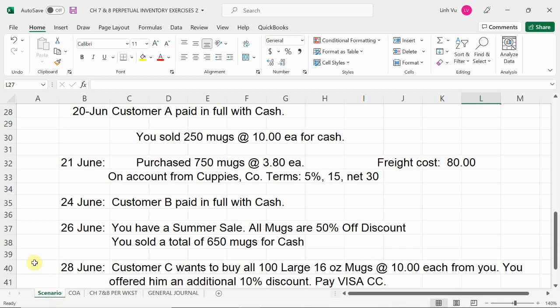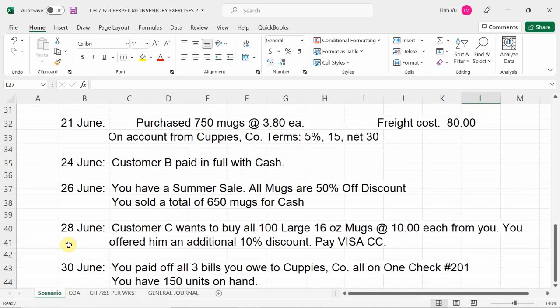So the following day is going to be the 26th of June. So we're almost done here. 26th of June, you have a summer sale, okay? All mugs are 50% off discount, okay? And you sold a total of 650 mugs for cash. So in this case, we have a summer sale going on, and we sold a total of 650 mugs for cash. So how am I going to journalize this?